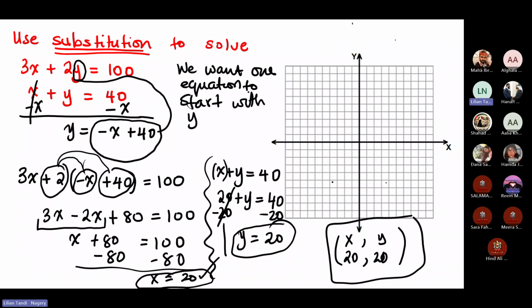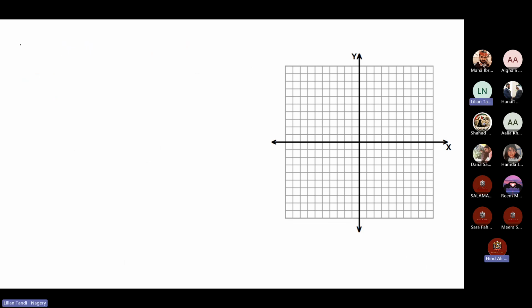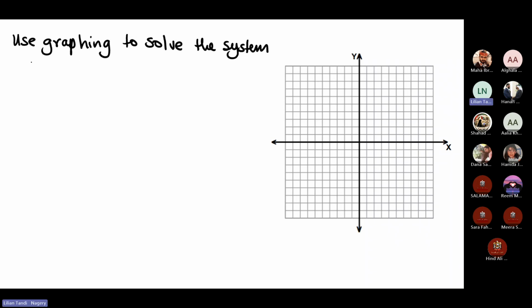I have shown you 2 different ways of solving the same question. Now, let's explain the elimination. We will find another question. Don't worry, be patient. Okay. Now, I want to solve the same question using graphing. Be patient. Use graphing to solve the system. 3x plus 2y equals 100.